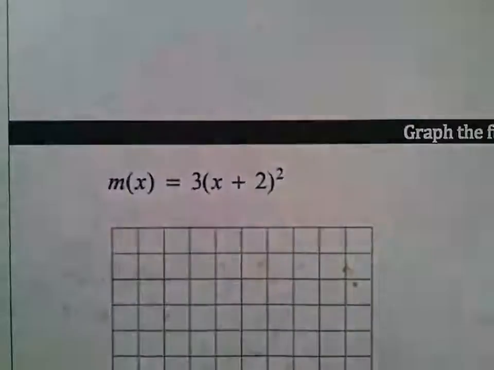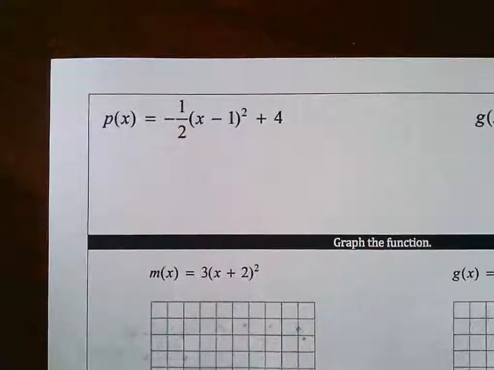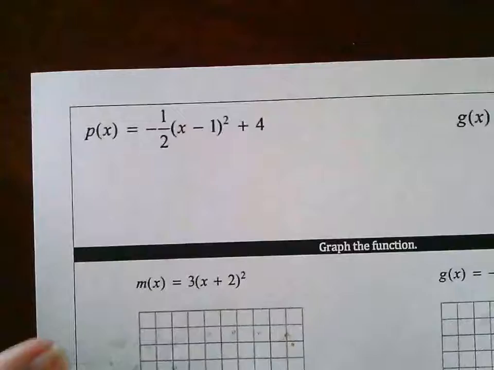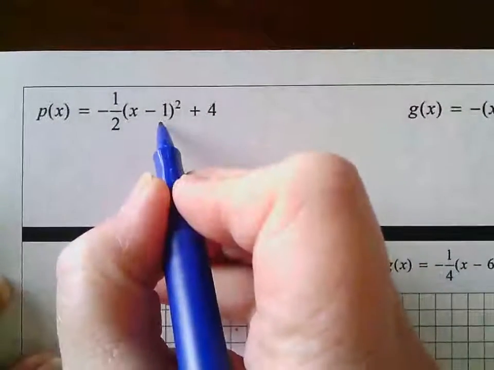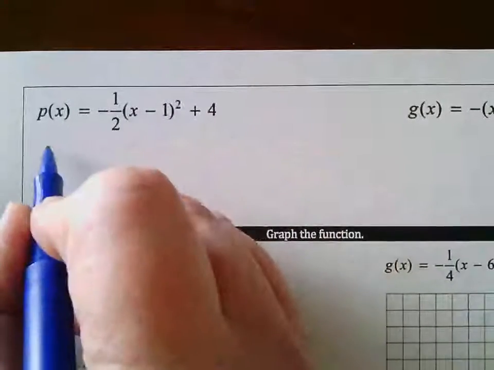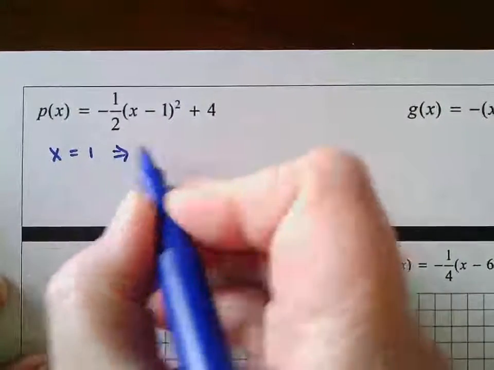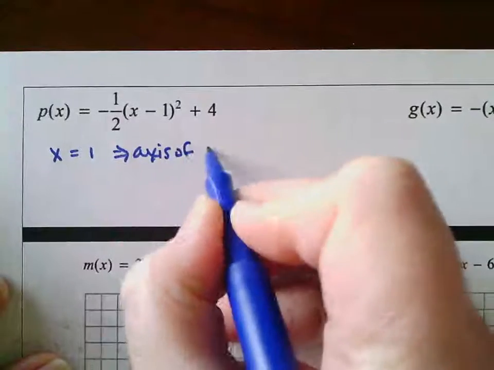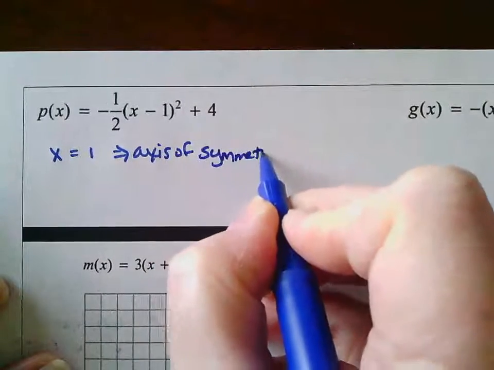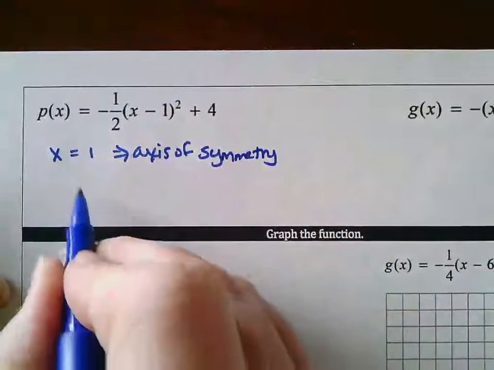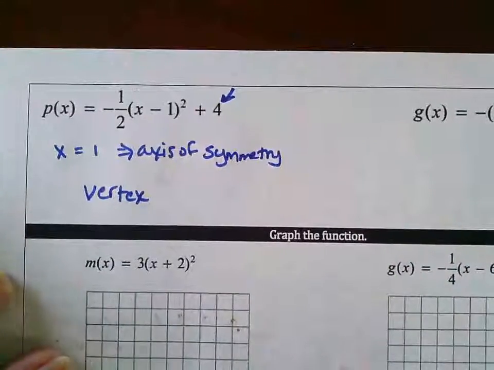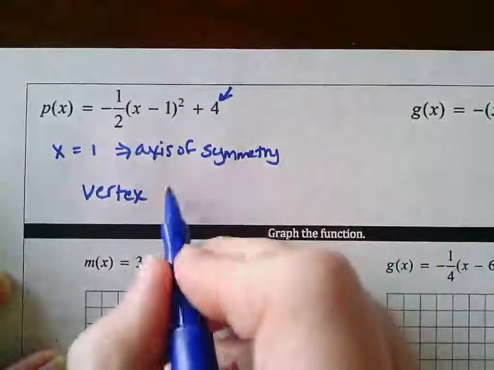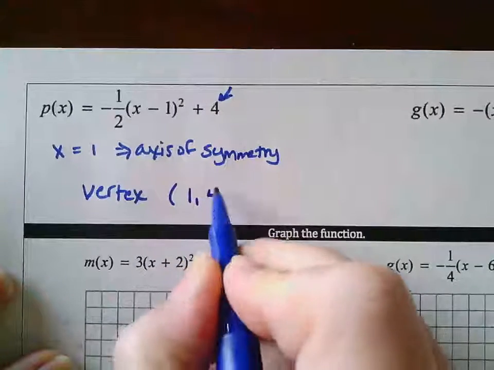Now, when you're graphing, I have a couple more of these, I guess. So if you take a look at this one, you can see the axis of symmetry is going to be at positive 1. So x equals 1. That's your axis of symmetry. And your vertex, well, look, now you've got something here. This is your x value, and this is your y value. So you have 1, 4.